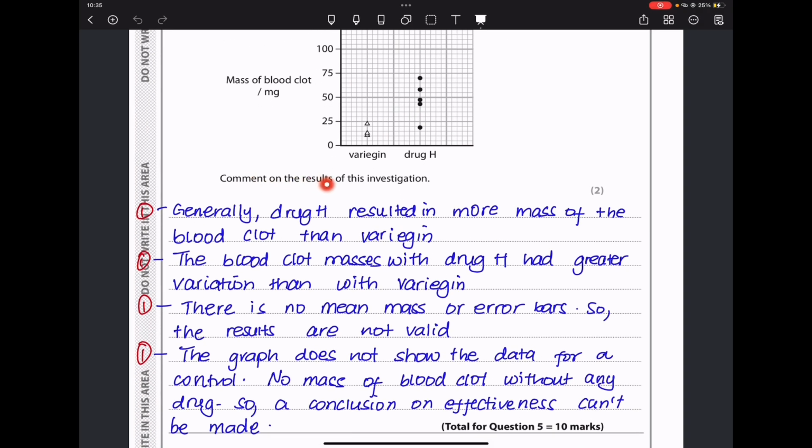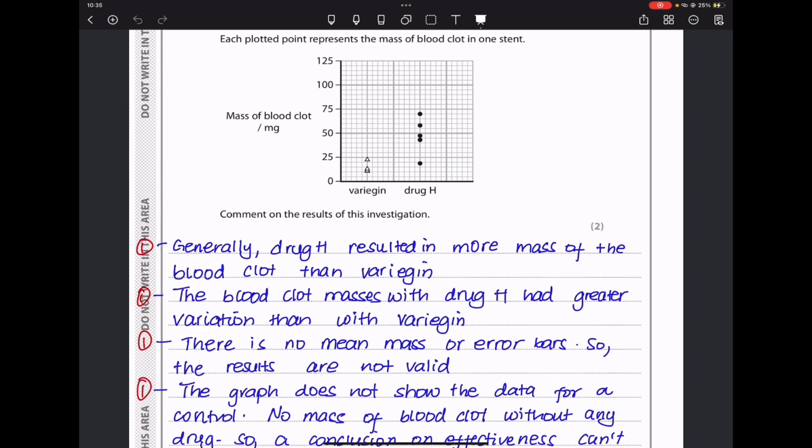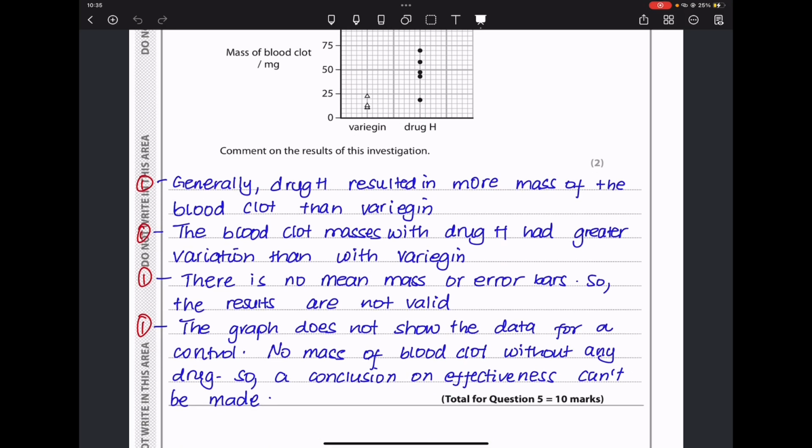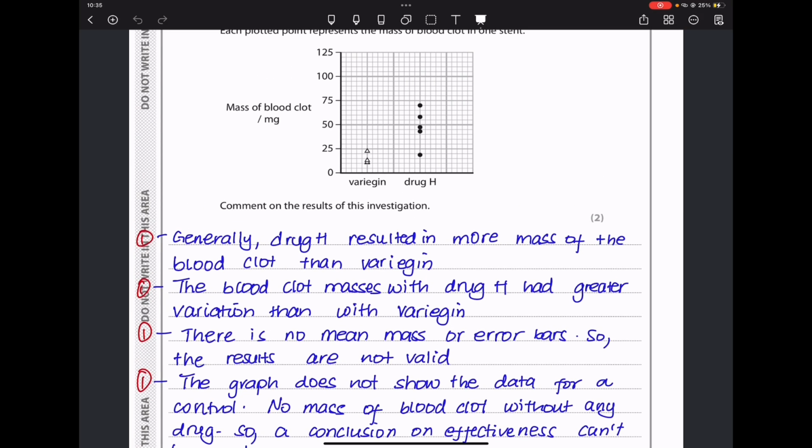So they say comment on the results of this investigation. So from these results, we can see there is more mass with drug H in comparison to vireogen. So I say generally drug H resulted in more mass of the blood clot than vireogen. The blood clot masses with drug H had greater variation than with vireogen. They are widely spread out.